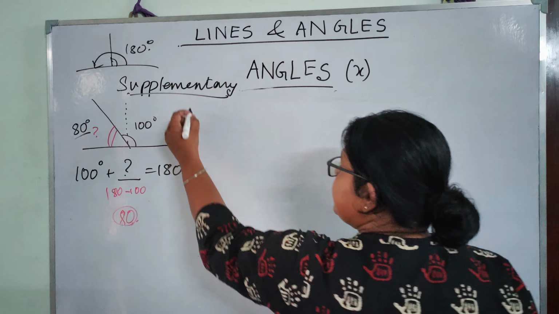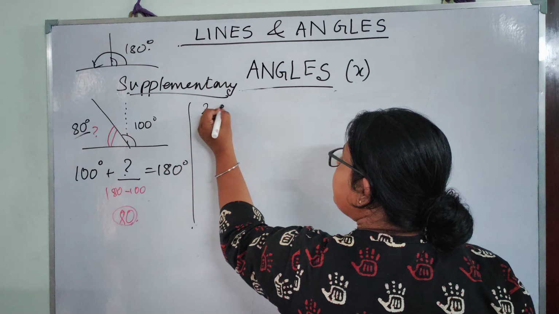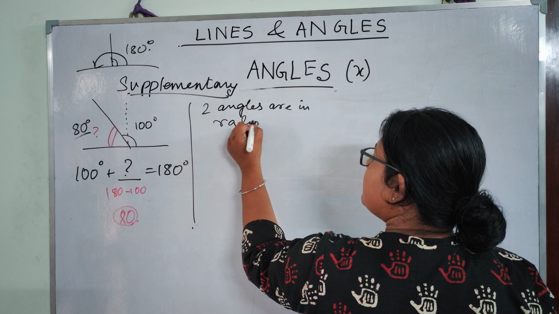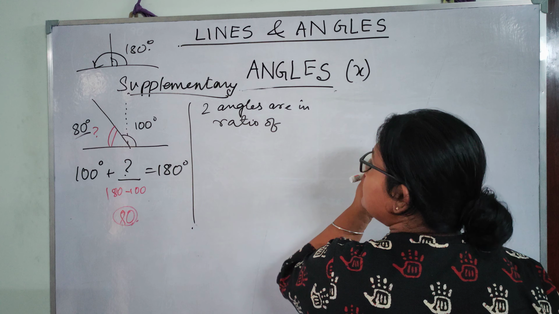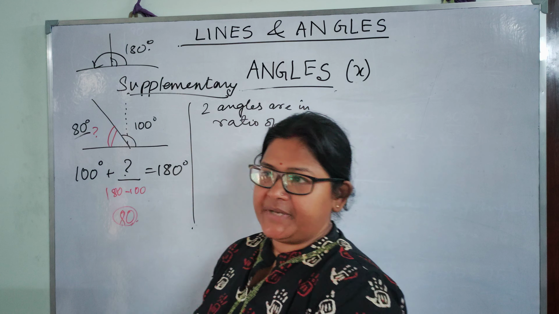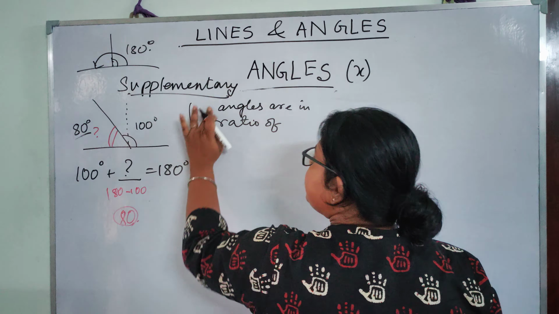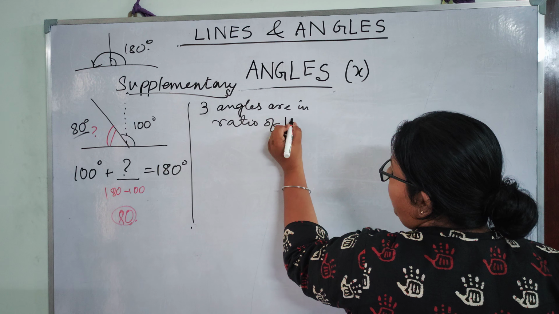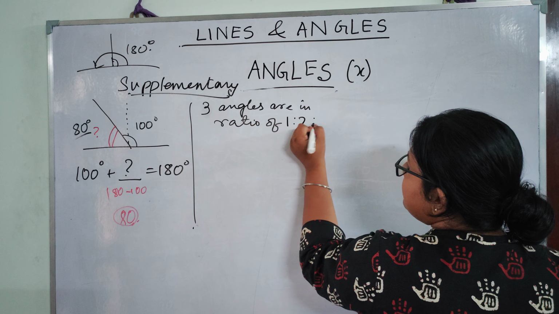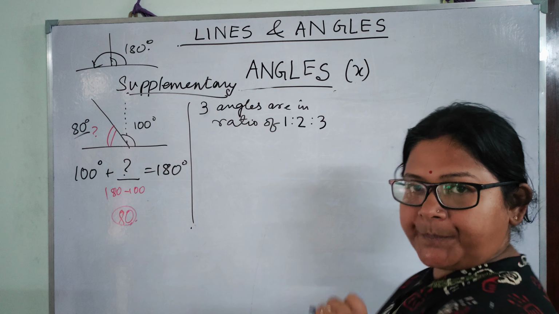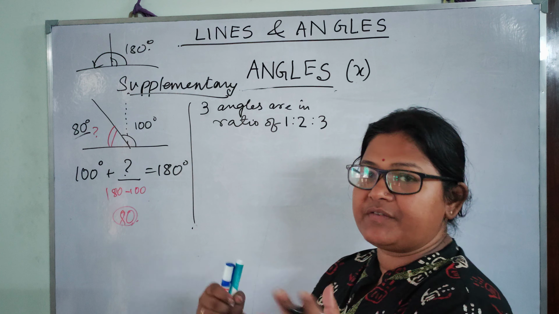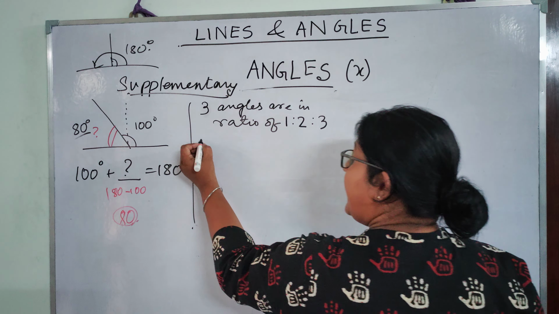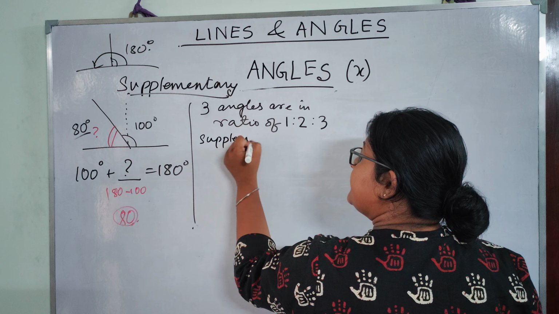Okay. Now let us consider some more sums like this. Two angles are in the ratio of... in this case I am taking three angles. Let's bring a little change. Change is always good in mathematics, you know. They are in the ratio of 1:2 is to 3. Okay, I actually calculated to see whether you're getting a whole number or not. Three angles are in the ratio of 1:2:3 and they are supplementary.